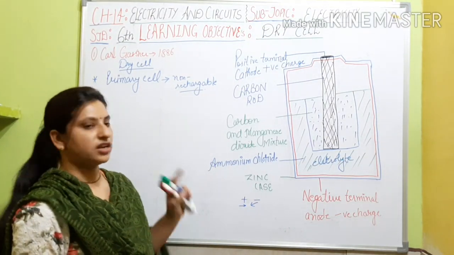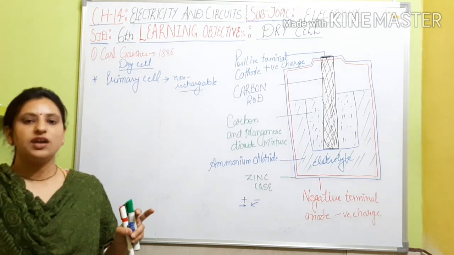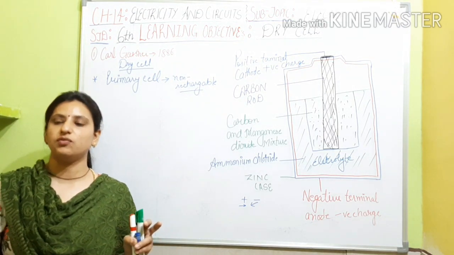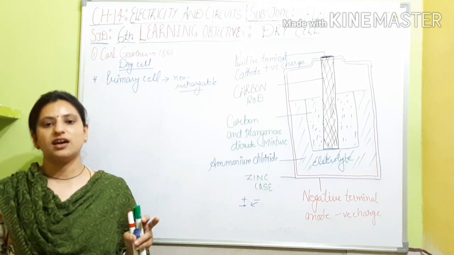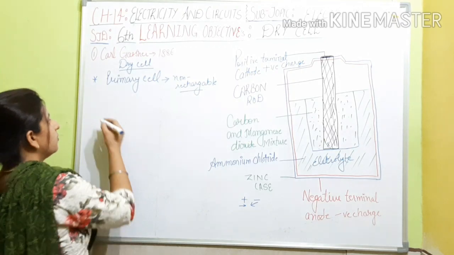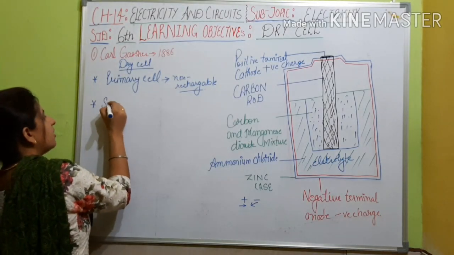So it is non-rechargeable. For example, the cells used in a wristwatch, wall clock, and alarm clock are examples of dry cells, and they are primary batteries. One more cell is there, that is the secondary cell.